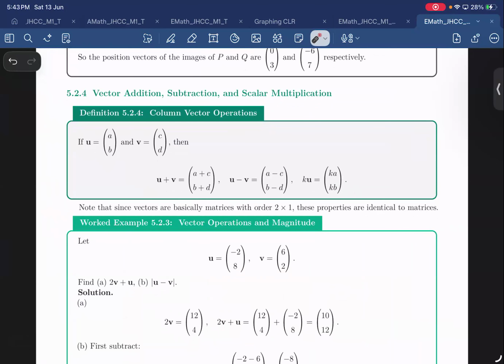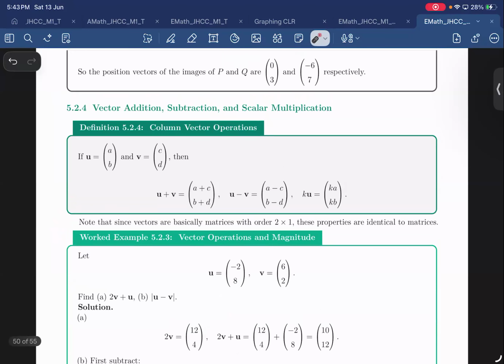It's essentially a matrix, right? So you add two vectors, you add the entries together, entry wise. If you subtract, then you subtract entry wise. And if you multiply by a scalar multiple, then the scalar multiple gets multiplied to both the first and second of the terms.